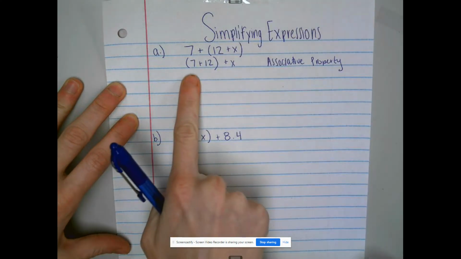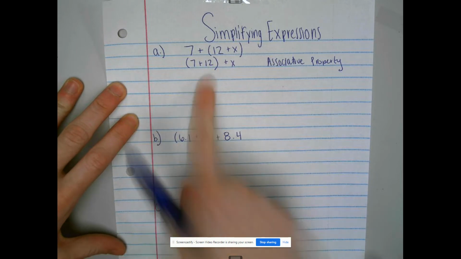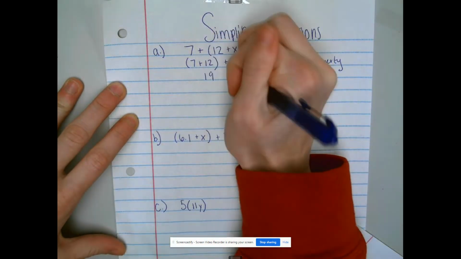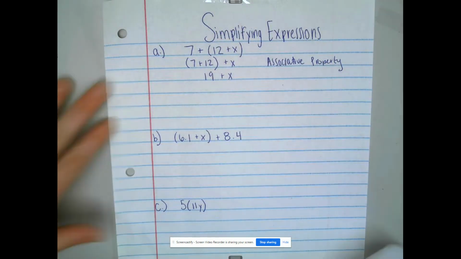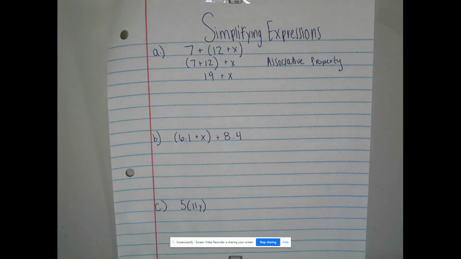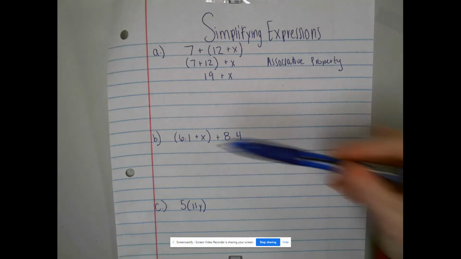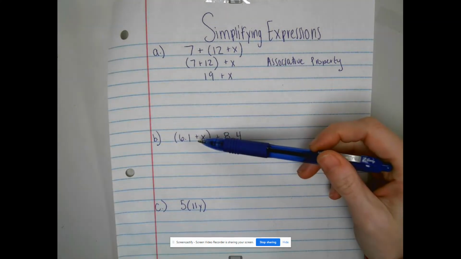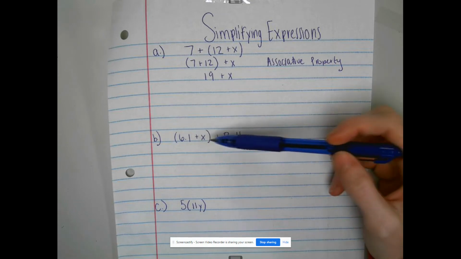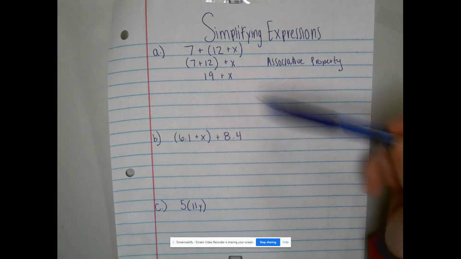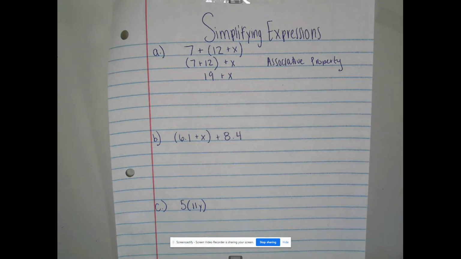And when I solve this, I have 7 plus 12. And that gives me 19, and then I drop down my plus x. So my simplified expression would just be 19 plus x. Okay. Now we have the sum of 6 and 1/10 plus x, and then all of that plus 8 and 4/10.